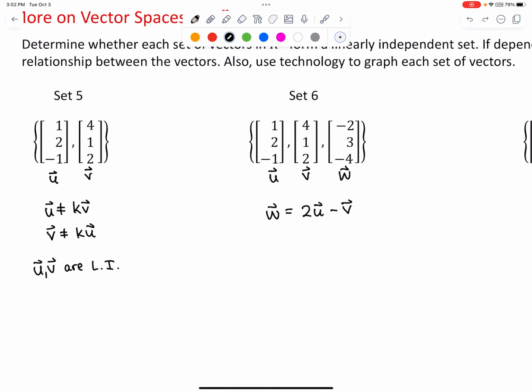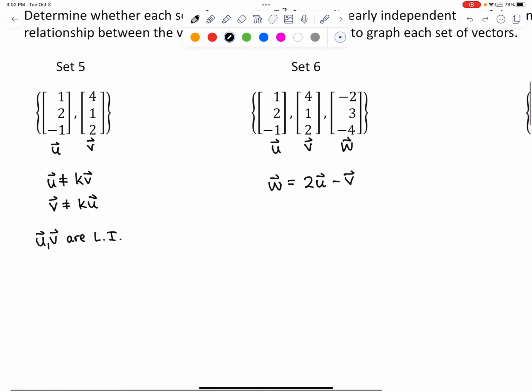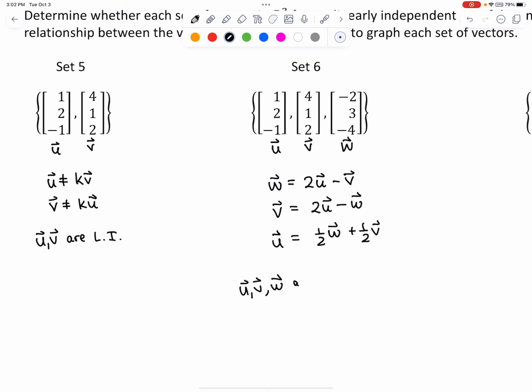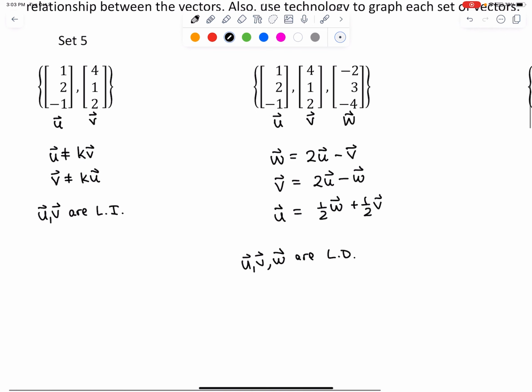Once you discover one such relationship, you can basically just solve this equation for the other two variables. For example, vector v therefore must be 2 times vector u minus vector w. And vector u must be 1/2 of vector w plus 1/2 of vector v. Thus, the three vectors, u, v, and w, are linearly dependent, which means that any one vector is in the span of the other two. For example, vector w would be in the span of vectors u and v.